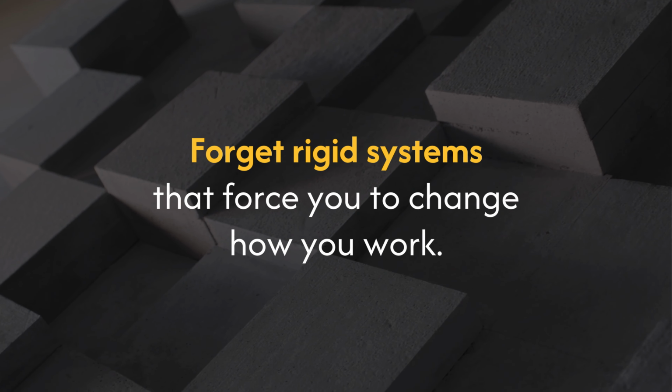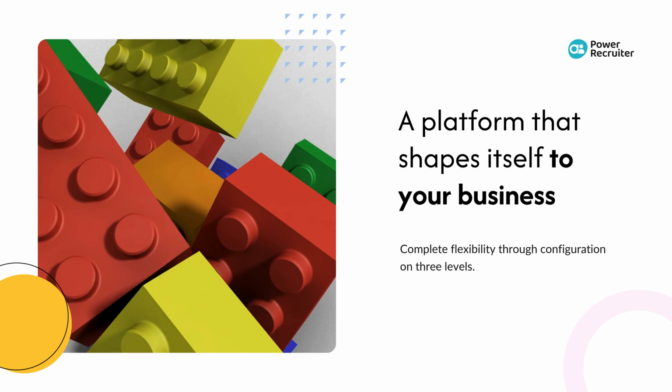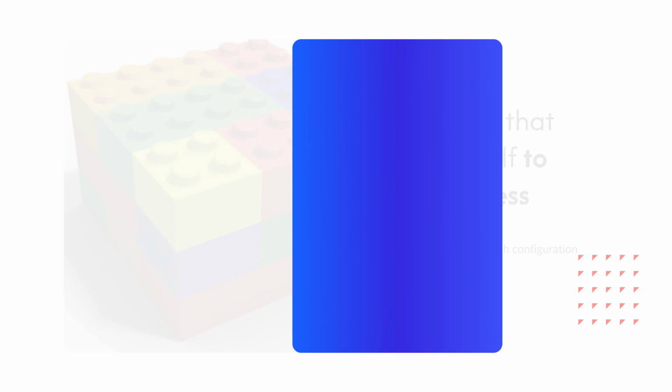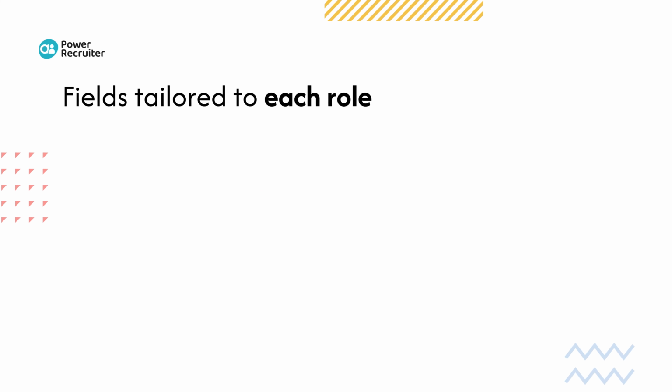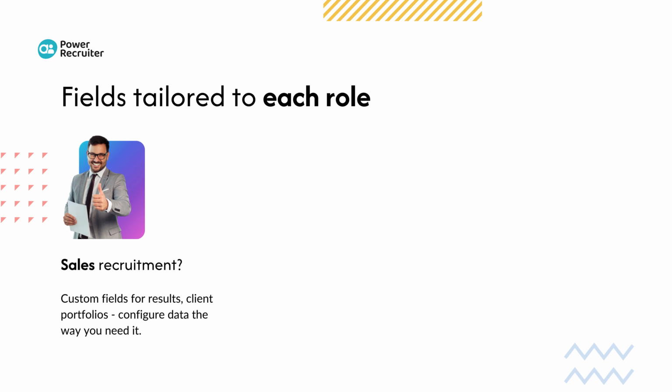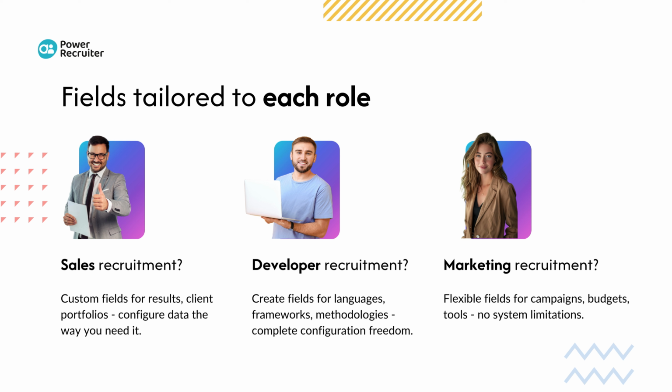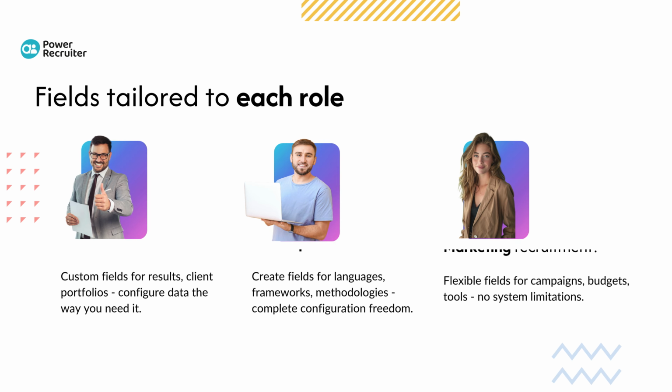It's worth stressing, AI-Power Recruiter is not a rigid system you must adapt to. It's a fully customizable platform that adapts to you on 3 levels. The first level is recruitment configuration. For sales roles, you can add fields for sales results, negotiation skills, relationship building, or market segment experience. For technical roles, programming languages, agile teamwork, troubleshooting, or systems architecture. For marketing, campaign creativity, data analytics, trend awareness, or strategic thinking.